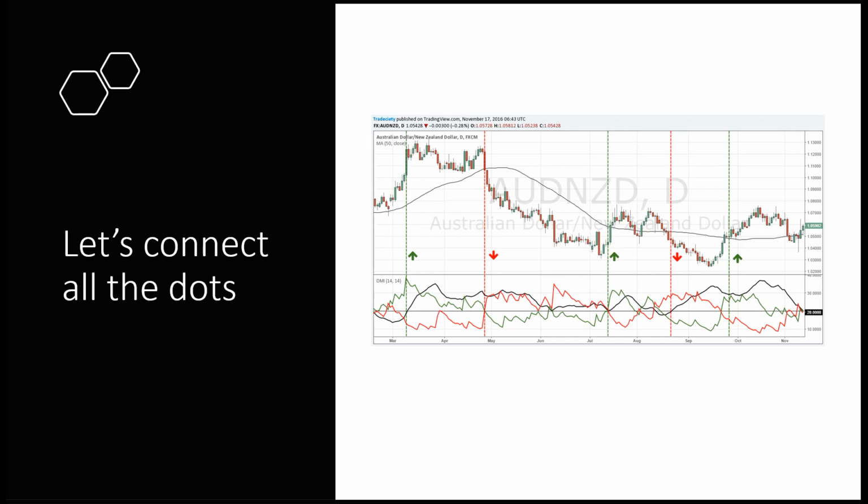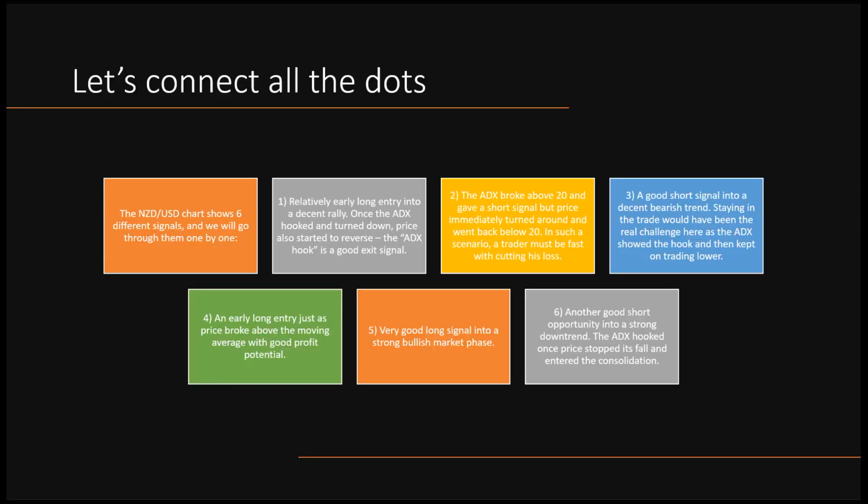Now here we see it again. Okay, now we're going to look at a different chart for the New Zealand dollar, US dollar, and we're going to see 6 different signals, and we'll go through them one by one. The number one, relatively early long entry into a decent rally.